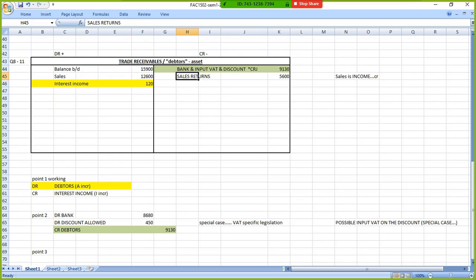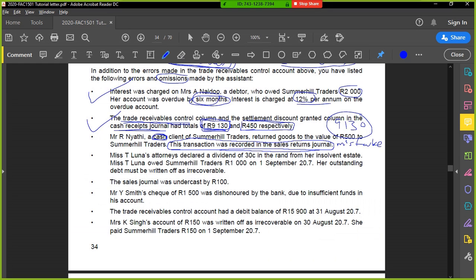Here's the return. So now we are going to do a working for this: 5,600 minus 500, because we can't include that. Okay, next.